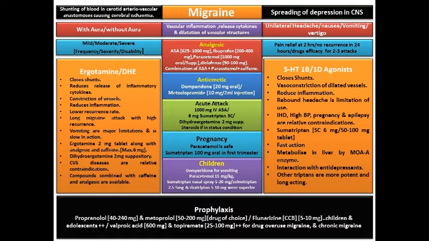For prophylaxis, beta blockers are the best. Non-selective ones like propranolol, metoprolol, timolol should all be okay. For kids and adolescents, flunarizine, that is a calcium channel blocker, is all okay. Recent additions are drugs like anticonvulsants like valproic acid, or glutamate agonist drugs like topiramate, that can be for chronic migraine or for drug overuse migraine. So that's all as far as migraine treatment is concerned.